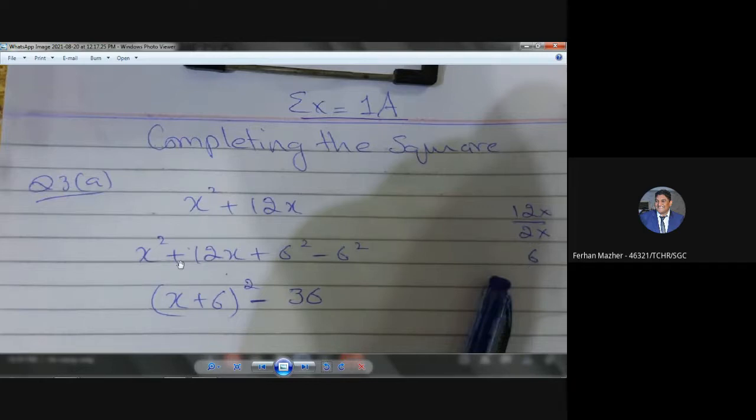If you look at these first two terms, and if you have a very good grip on factorization, you will know that this is x square plus 12x plus 6 square. This is basically (x plus 6) whole square. So this will close and become (x plus 6) whole square, and this minus will remain minus, and 6 square will become 36. I hope that you have understood this. We will practice 2, 3 more questions on it.